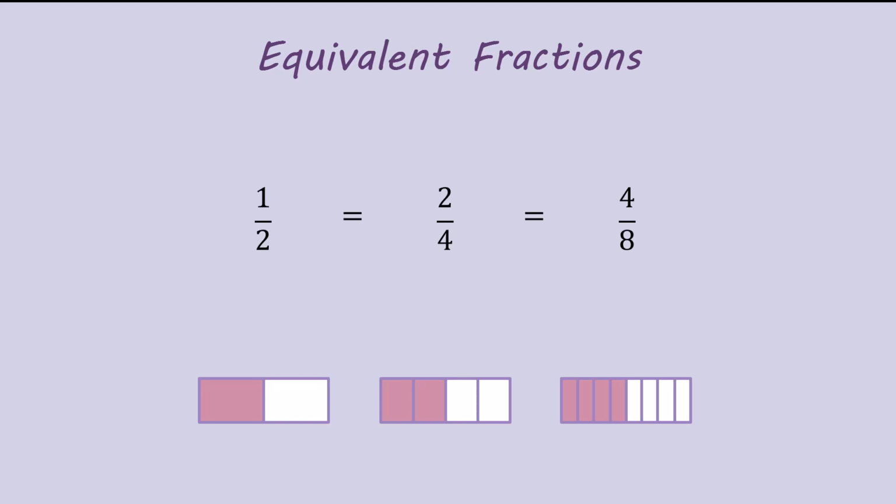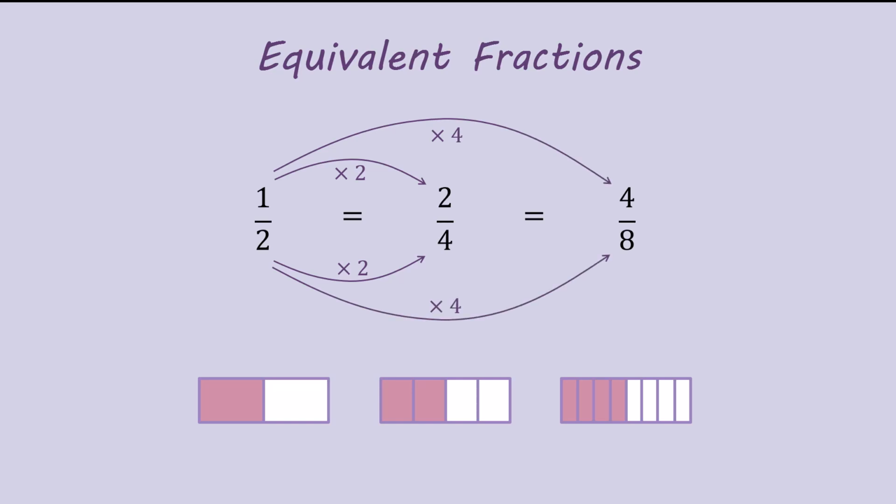Now, how do we find equivalent fractions? Let's look at the relationship between the fractions. From 1 over 2, if we multiply the numerator by 2 and multiply the denominator by 2, we get 2 over 4. If we multiply the numerator and denominator by 4, we get 4 out of 8. So a quick way to find equivalent fractions is to multiply the numerator and denominator by the same number.